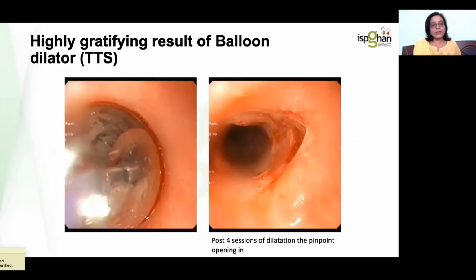And subsequently, this child underwent 2 more dilatation sessions. This is from one of the other sessions where you can see some bleed also. That is a very normal phenomenon. And post 4th session, this is the amount of dilatation we achieved after that pinpoint opening.